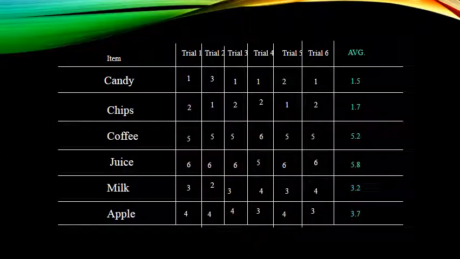Once you see at which point each of the items is chosen, then you can average out approximately at what number the item was selected. So for example, on this data sheet, you can see candy was selected on average about the first to second trial, at trial 1.5. So it is likely the most preferred item.